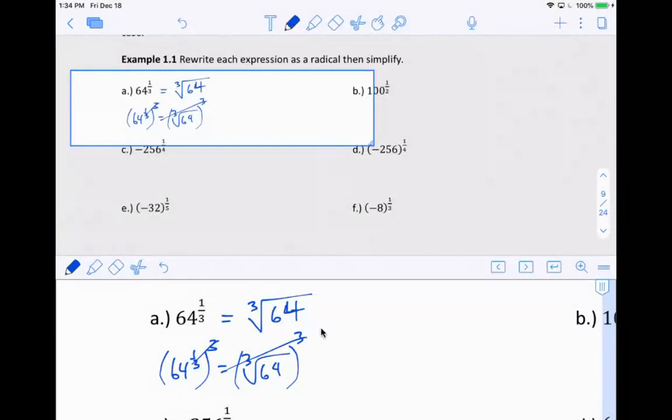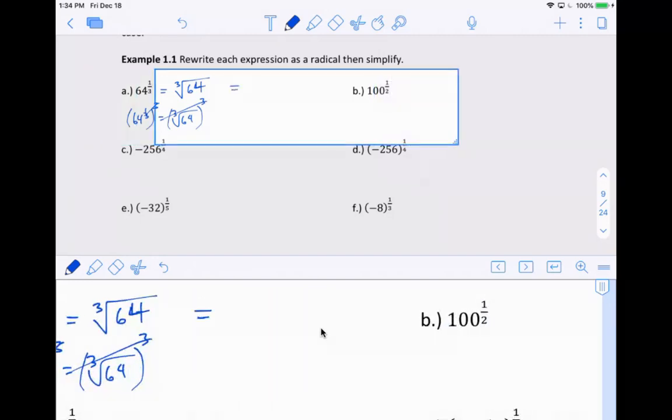And so we can see that the denominator of the fraction is the same thing as having that 3 as the index number. Now, what is the cubed root of 64? The cubed root of 64 is 4, which we know from previous chapters.